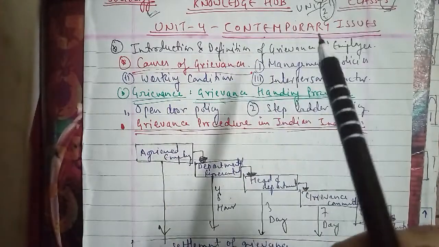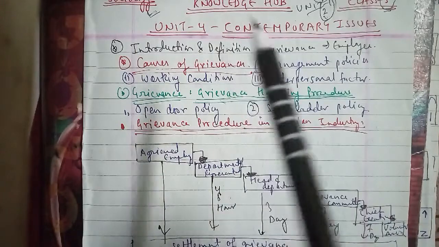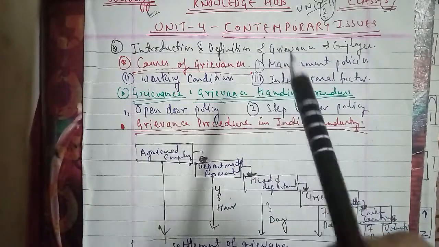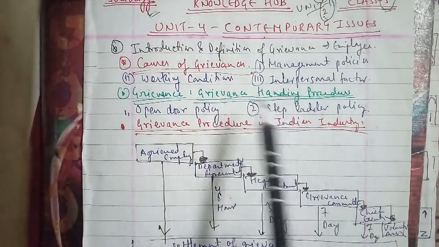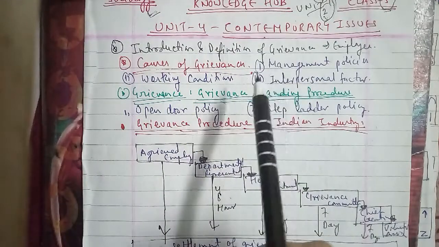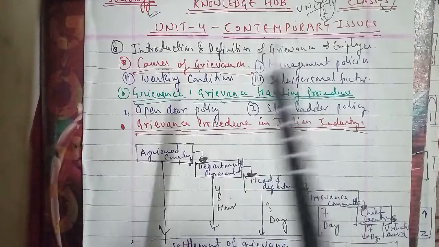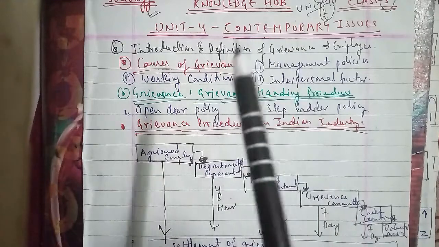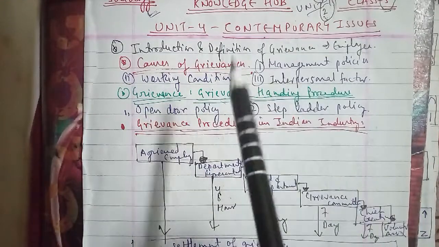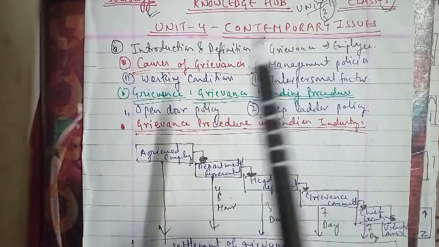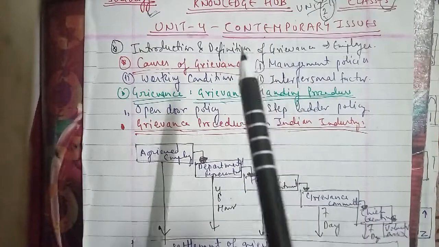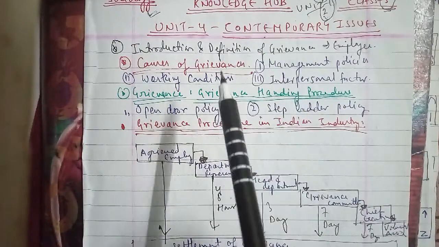Grievances take the form of collective disputes when they are not resolved, and they also lower the morale and efficiency of the employee. Unattended grievances result in frustration, dissatisfaction, low productivity, lack of interest in work, and absenteeism as well. Now we'll talk about the causes of grievances.